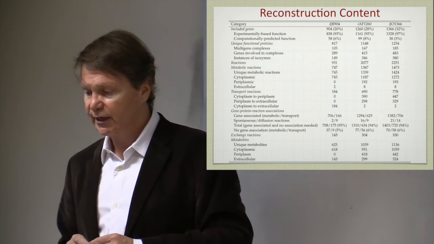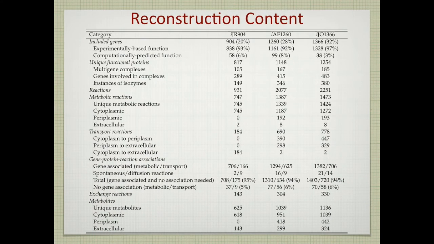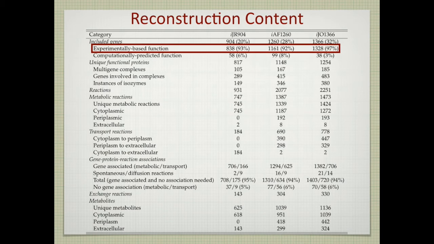So here is a table that compares Jenny's, Adam's, and Jeff's reconstruction. It's quite detailed, so I don't want to talk much about it, but I'll just point out a few things. One thing that's astonishing with E. coli, that there is experimental coverage of 97% of the open reading frames accounted for in that model. Only 3% of them don't have meaningful experimental data. So it's a highly curated model.